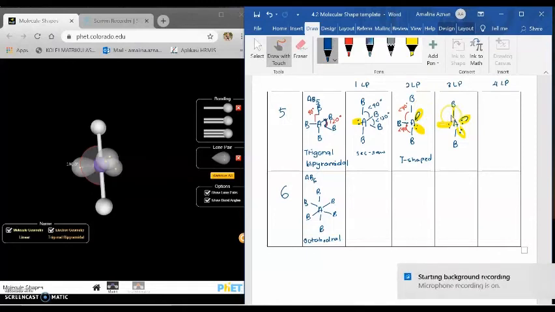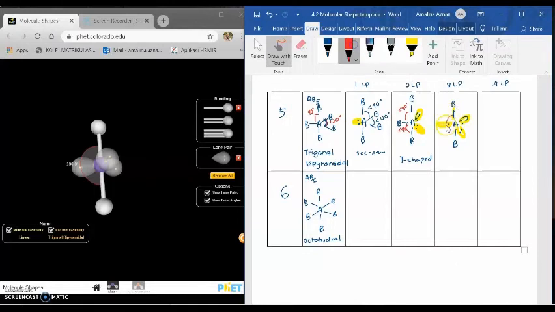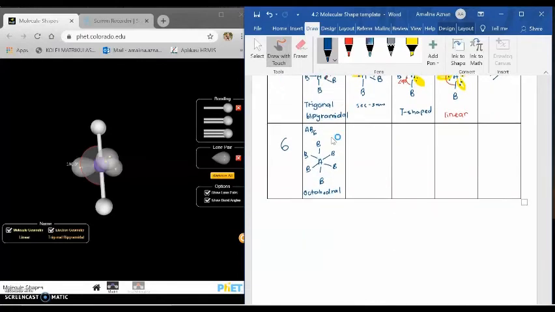Okay, so you can see the bond angle here between this bond and this bond is 180 degrees. So the geometry here is linear. Alright, so next, okay, there's no four lone pairs. Let's move to the last one, octahedral.